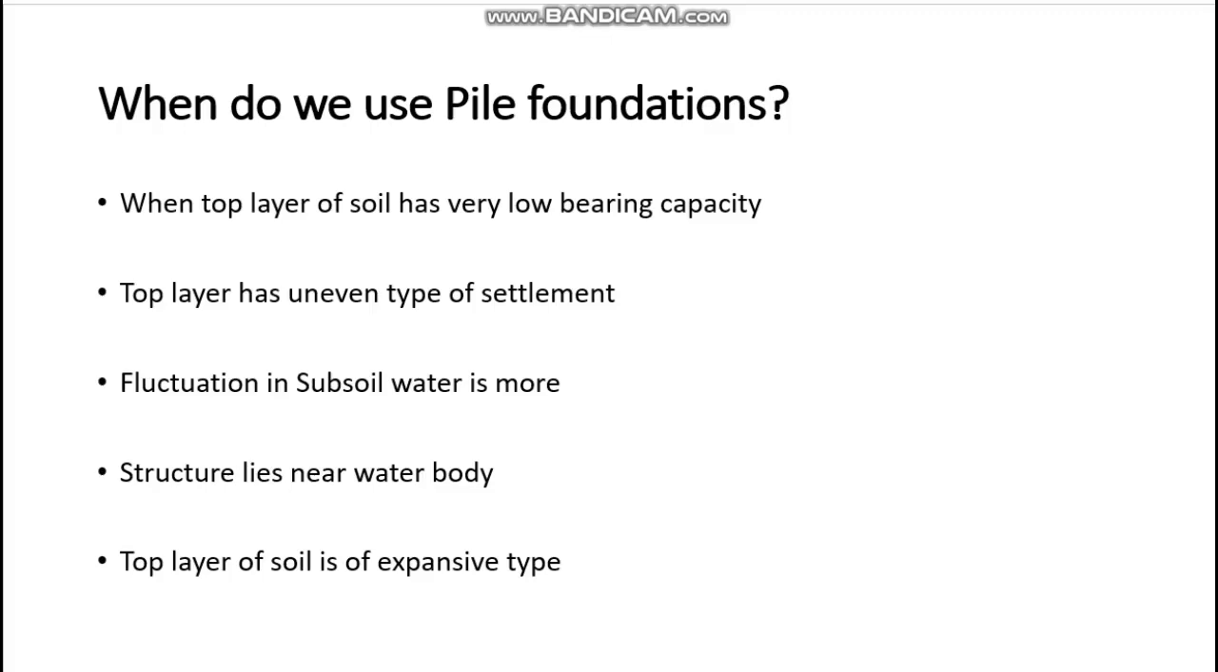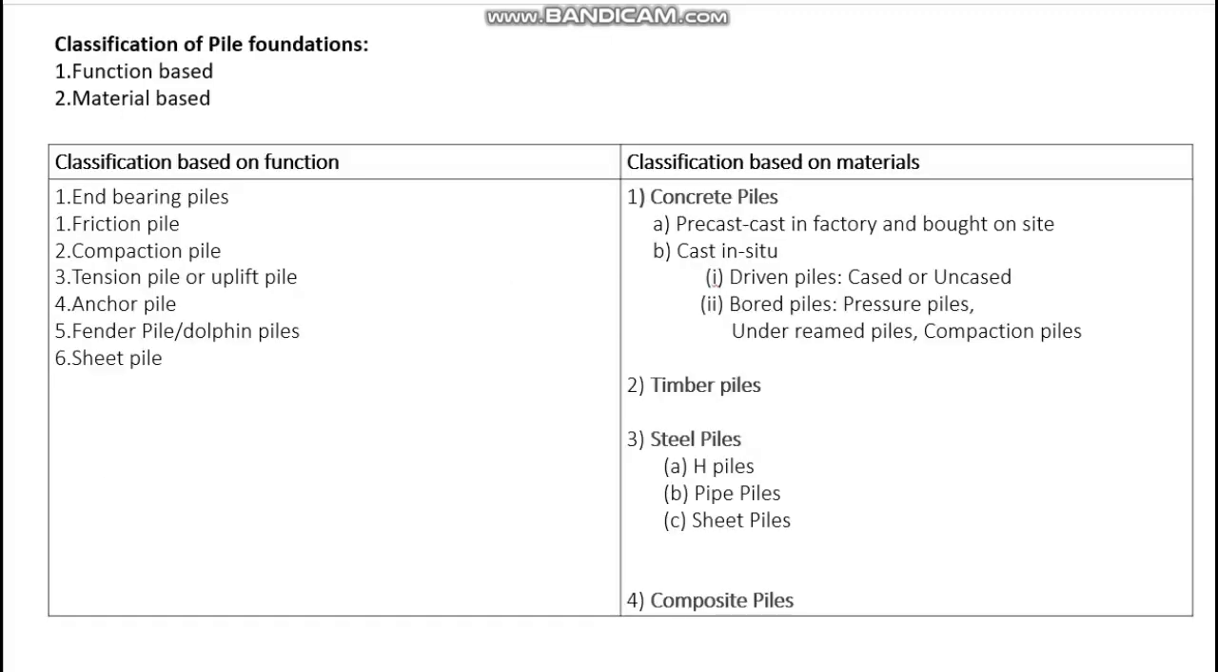Let us see the further classification of pile foundations. According to function, there are various types like end bearing piles, friction piles and compaction piles. We will study these piles in the upcoming modules. Today we are majorly focusing on the classification based on the material from which these piles are made. According to material, we have concrete piles, timber piles, steel piles and composite piles.